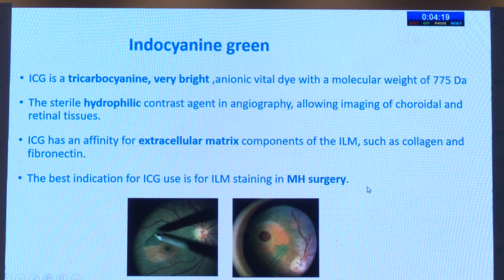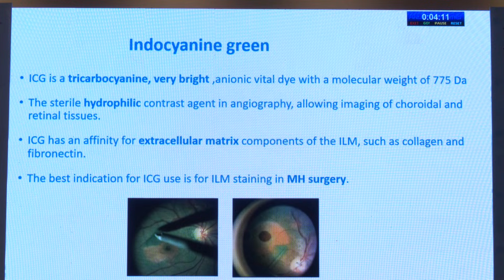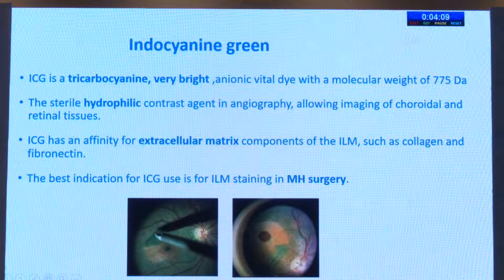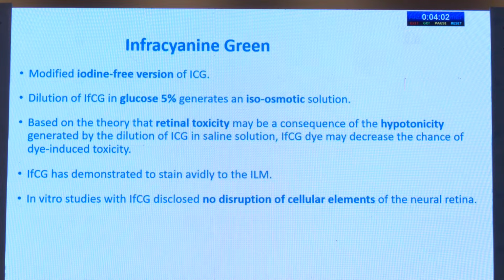So ICG is basically a tricarbocyanine. It's a very bright anionic dye, which has a molecular weight of 775 daltons. ICG has affinity to extracellular components of ILM, such as collagen and fibronectin. Even ICG we are not using now. Infracyanine green is nothing but an iodine-free version of the ICG.